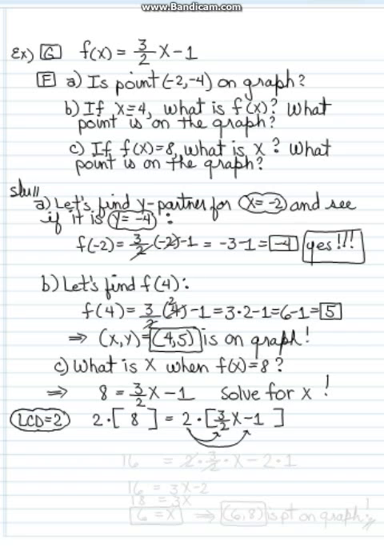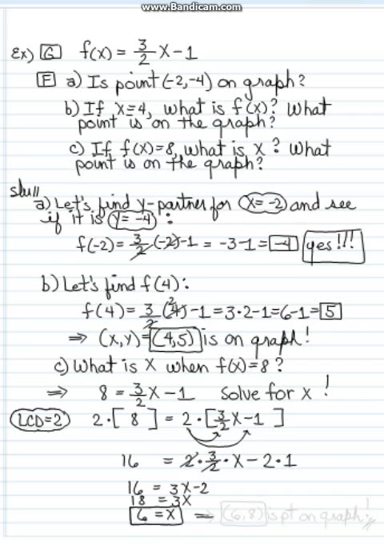Now we don't have to do that on the left. It's just 2 times 8 is 16. And then we have 2 times 3/2 times x minus 2 times 1. Now cancel the 2 on the top and bottom. 16 equals 3x minus 2. 18 equals 3x. That's the result of adding 2 to both sides. Now divide both sides by 3. We get 6 equals x.